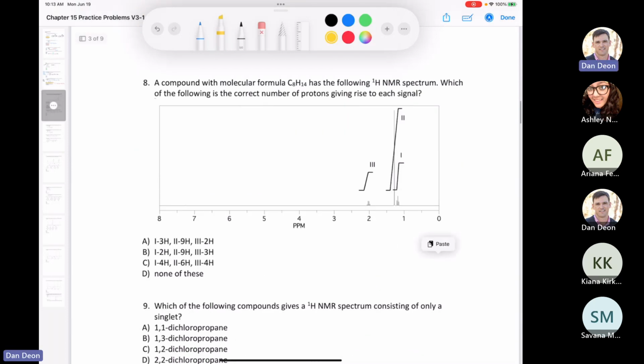All right, number 9. It says a compound with the molecular formula C8H14 has the following NMR spectrum. Which of the following is the correct number of protons giving rise to each signal? So here they gave us a total of 14 protons. And so what we're going to do is get our ruler out and measure each one of these step curves.